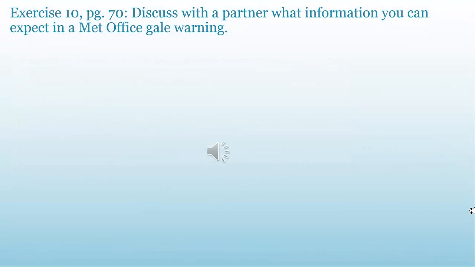Great. Let's go on to the next one. Discuss with a partner what information you can expect in a Met Office gale warning. If you have a partner, go ahead and discuss, but you generally get a gale warning over the navtext, which is sort of like getting a text mailing written on paper on the bridge. In one of these gale warnings, what information do you expect to get from the Met Office? Just discuss that with a partner if you have one, then stop the video and turn it back on when you're ready. We're just going to continue.